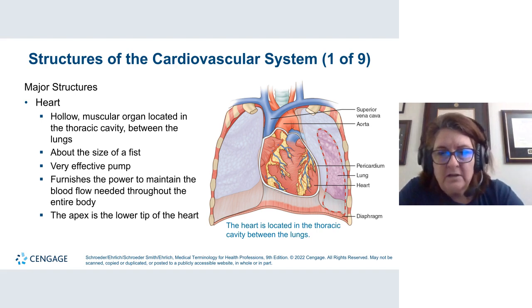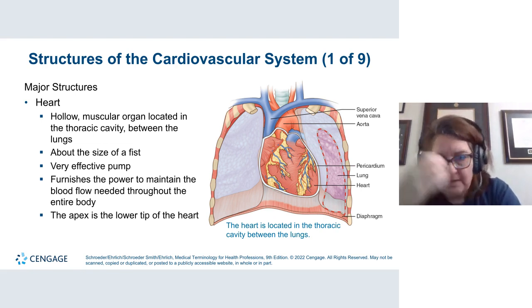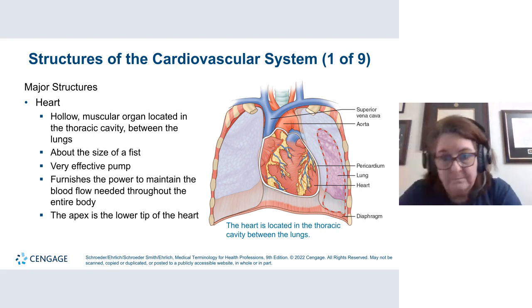Your lungs, you can see that your left lung is shaped a little bit different to make room for your heart. Your heart is going to be about the size of two fists together in an adult. A child's is about one fist. The apex of the heart is actually at the lower tip of the heart.